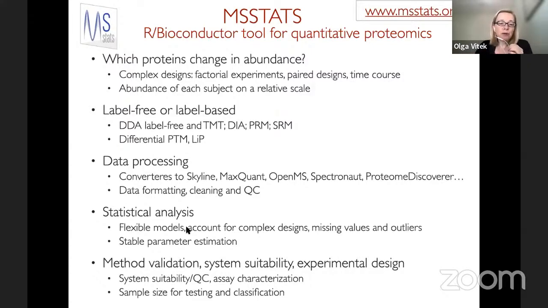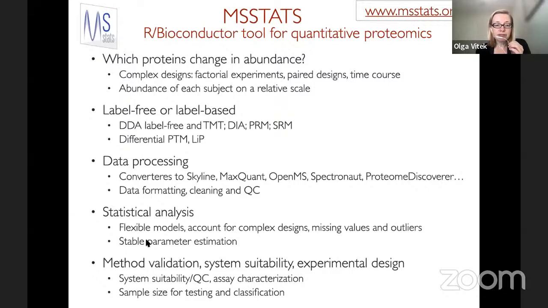Of course, the core of MSstats is actual statistical modeling and statistical analysis. I will talk about this today. We have models which are very flexible and account for complex designs, missing values, outliers, and so on. They're also numerically stable. We pay a lot of attention to making sure that parameter estimation is stable and scalable. A good thing is that a lot of this work is done behind the scenes so that users do not have to be experts in statistics to use it.